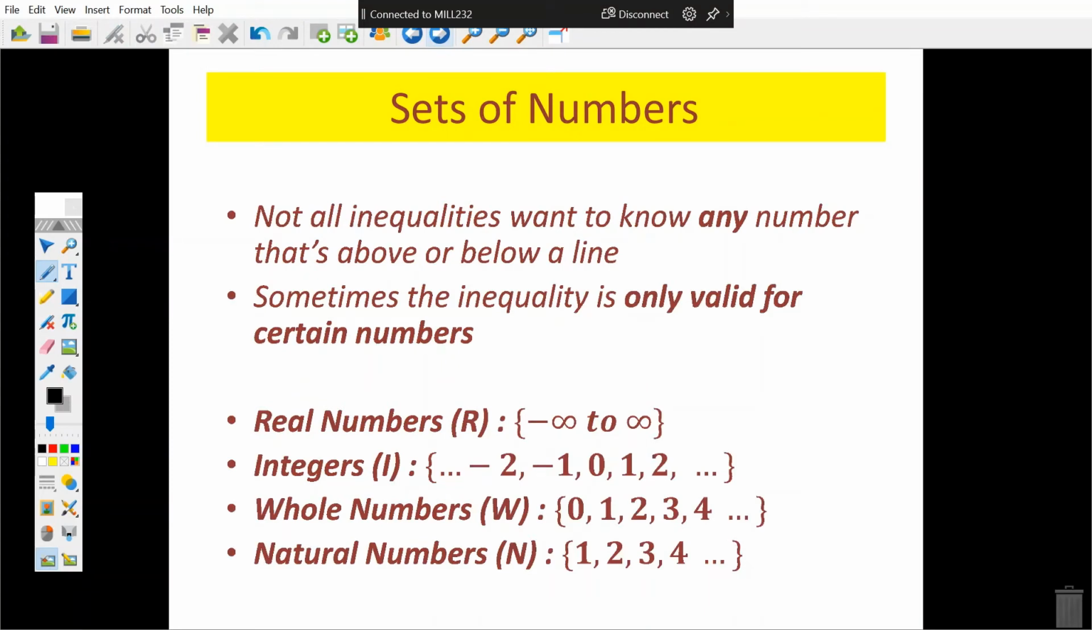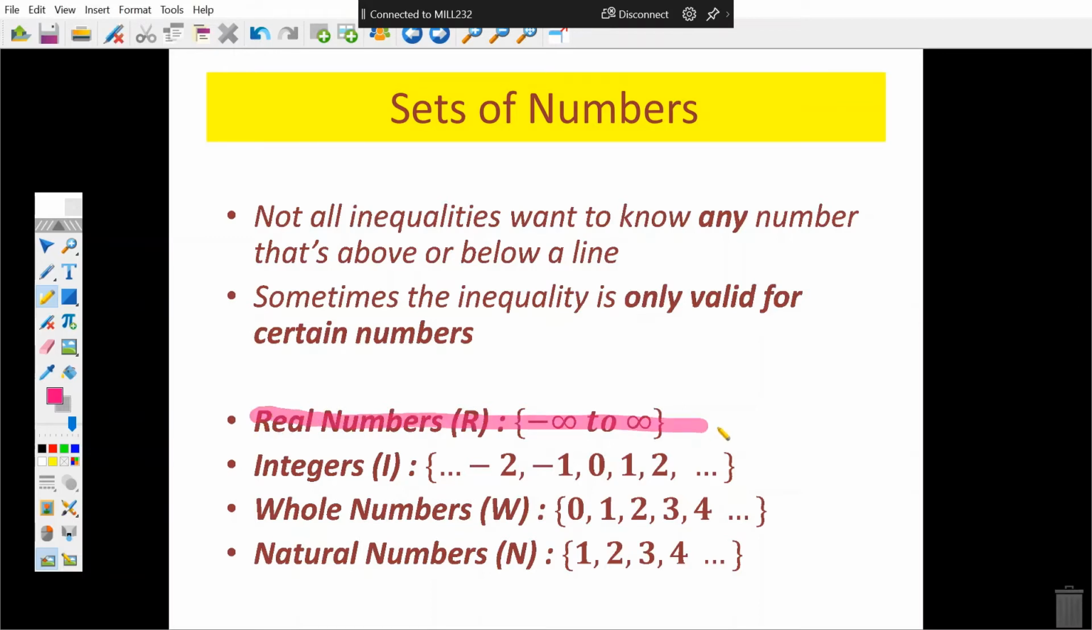Now, make sure you pay attention to this part. Not all inequalities want to know any number that's above or below the line. Sometimes the inequality is only valid for certain numbers, okay? So like, for example, in our next question, it's going to be about the number of skis and snowboards that are sold. Can you sell a negative number of skis or snowboards? No, right? So sometimes you're limited to certain parts or certain numbers. So here's what you have to watch for.